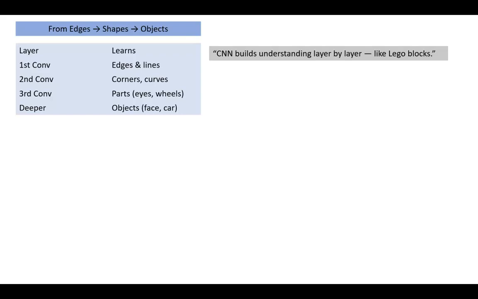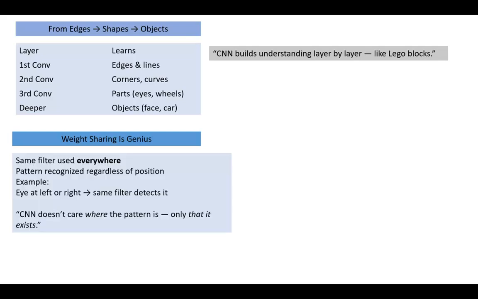So CNN builds understanding layer by layer, like playing with Lego blocks. Excellent example of CNN. The next terminology that I want to tell you is the weight sharing mechanism, the genius mechanism of CNN. CNN uses the same filter everywhere. The pattern is recognized regardless of the position. There will be a left eye and a right eye in the face of a man or a woman. The same filter detects it. Magic. CNN doesn't care where the pattern is. The CNN is only bothered that it exists.